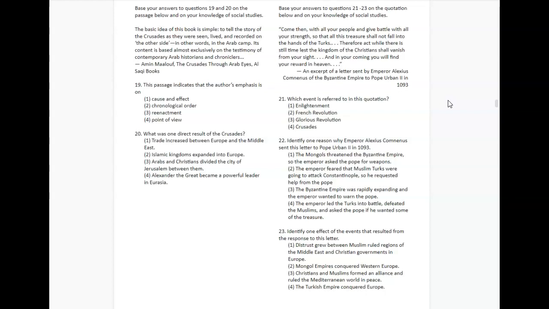Number 22. Identify one reason why Emperor Alexius Comnenus sent this letter to Pope Urban II in 1093. 1. The Mongols threatened the Byzantine Empire, so the emperor asked the Pope for weapons. 2. The emperor feared that Muslim Turks were going to attack Constantinople, so he requested help from the Pope. 3. The Byzantine Empire was rapidly expanding, and the emperor wanted to warn the Pope. 4. The emperor led the Turks into battle, defeated the Muslims, and asked the Pope if he wanted some of the treasure. Why did the emperor send this letter to the Pope?